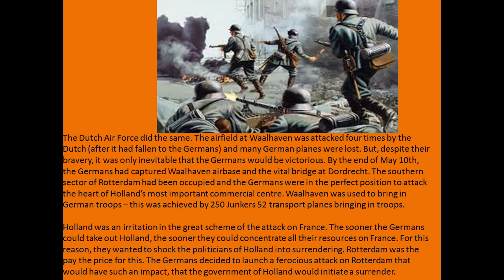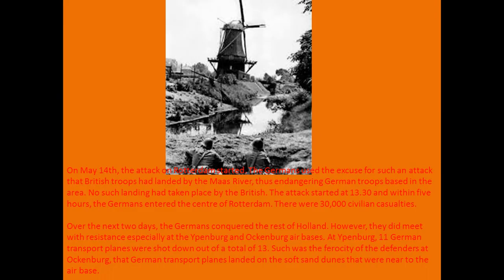Holland was an irritation in the great scheme of the attack on France. The sooner the Germans could take out Holland, the sooner they could concentrate all their resources on France. For this reason, they wanted to shock the politicians of Holland into surrendering. Rotterdam was to pay the price for this, with heavy carpet bombing. The Germans decided to launch a ferocious attack on Rotterdam that would have such an impact that the government of Holland would initiate a surrender.